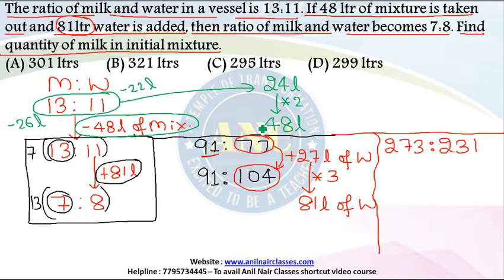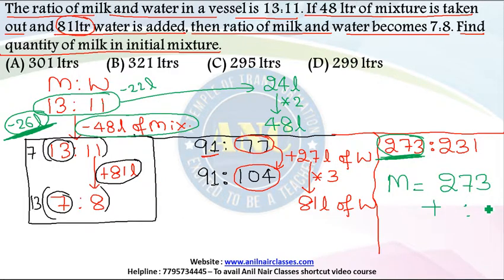They are asking you to find the quantity of milk in the initial mixture. After removing 26 liters of milk, I am still left with 273 liters of milk at this point. So the initial milk which was present is the 273 which is remaining right now plus the 26 which was removed. Initial milk is 273 plus 26, 299 liters. Very easy once you understand, sir.